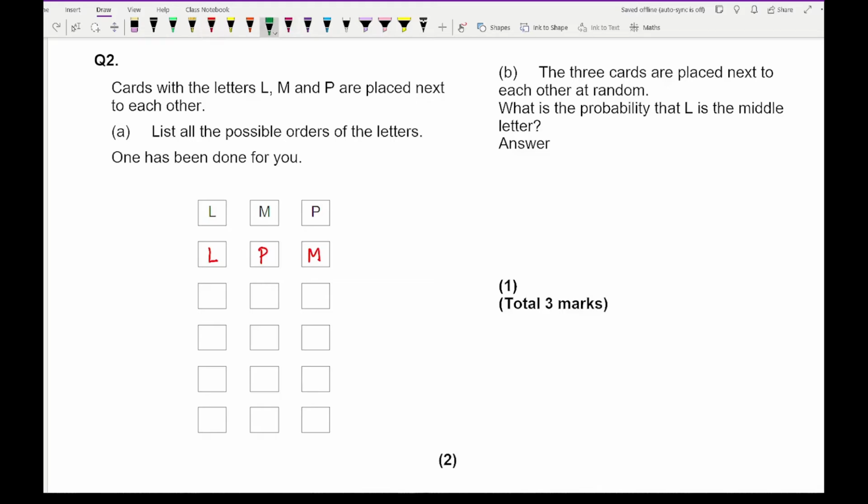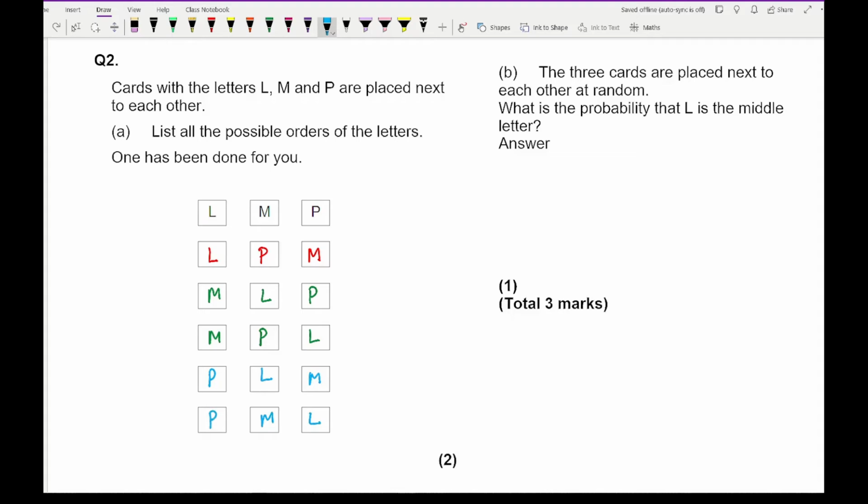So now what I'm going to do is change it so M is drawn first. So then I could either have L next followed by P, or I could have P followed by L. And that's all the combinations where M is being drawn first. So the next one I move on to is P. Let's say P is drawn first. So again I could have P and then L and then M, and P, M, L. And that should cover all the possible options that I could have in terms of those selections.